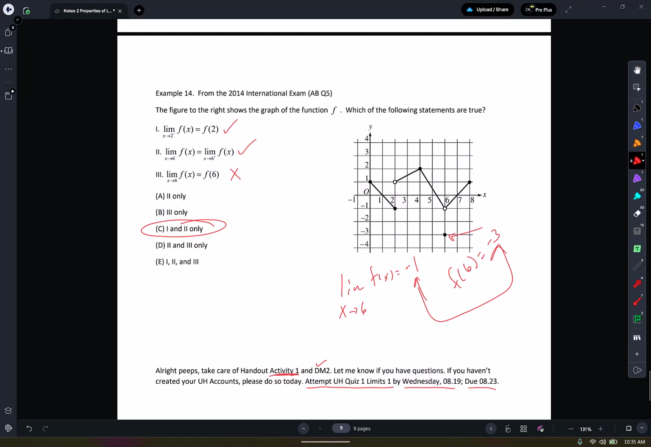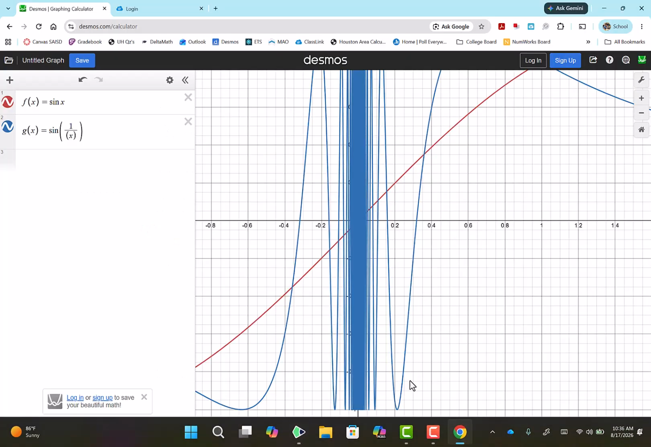Okay. If you feel like you got a good grasp, you can try quiz two limits two, but don't feel obligated. I'm not going to open that one up just yet. All right. So let me pass out that activity. It's a pretty easy activity. I think you guys will finish it pretty quick.